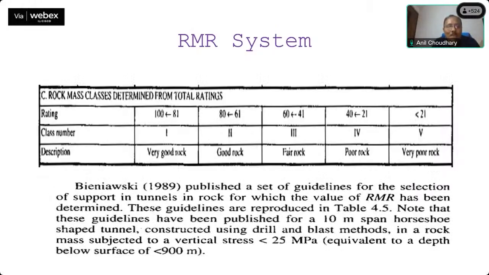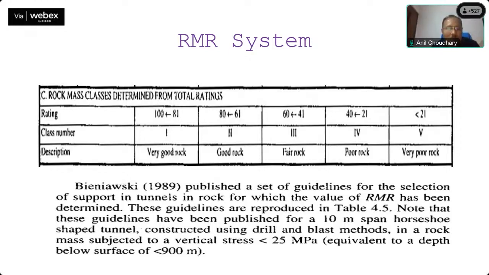So we can see one example. What we will see in the next slide is the example. Now on the basis of rating, suppose the rating comes between 81 to 100, we give it a class number, that rock is class 1. If it is between 61 to 80, we give it class 2. In this way we classify rock, and in the description, you can see that if rating is between 81 to 100, it is called very good rock. If it is between 61 to 80, it is good rock. Similarly, the last one is very poor rock.